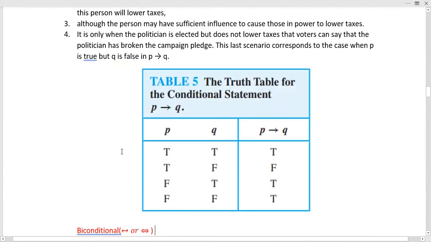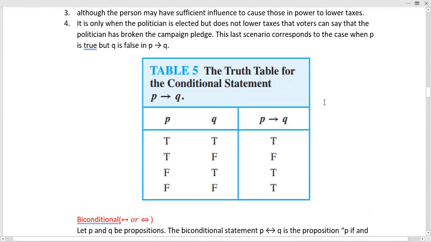Now come to the truth table. I already explained these things, but a second time I am explaining everything once again. This is the truth table of the conditional statement. The first statement is true and the second statement is false. Then only P conditional Q is false. And in all other three cases, P conditional Q is true. That is the truth table.